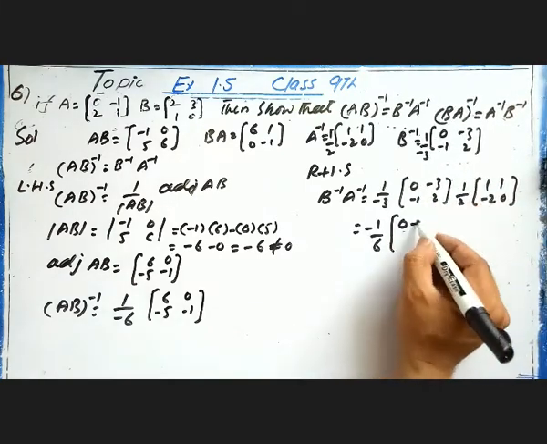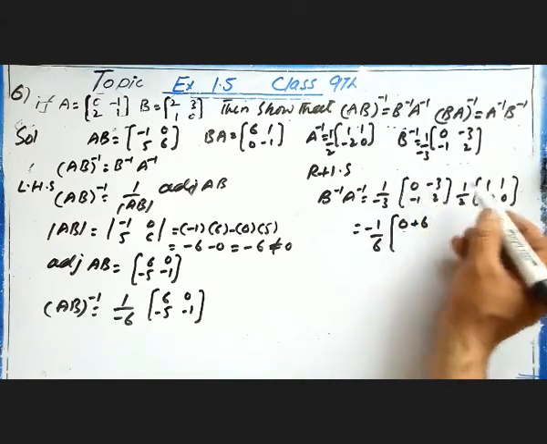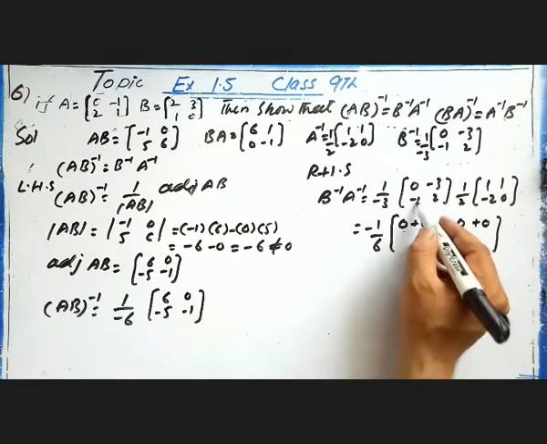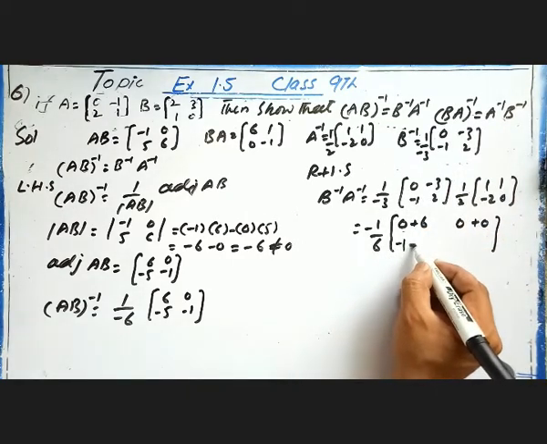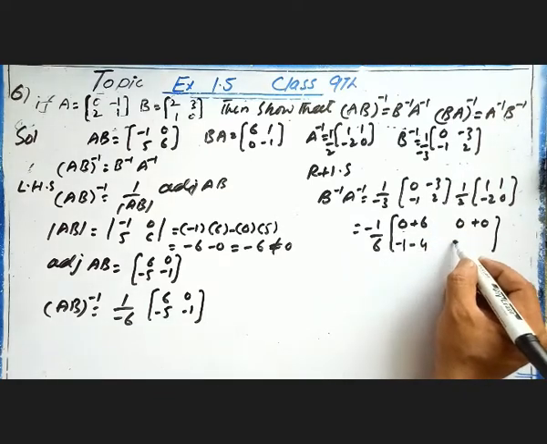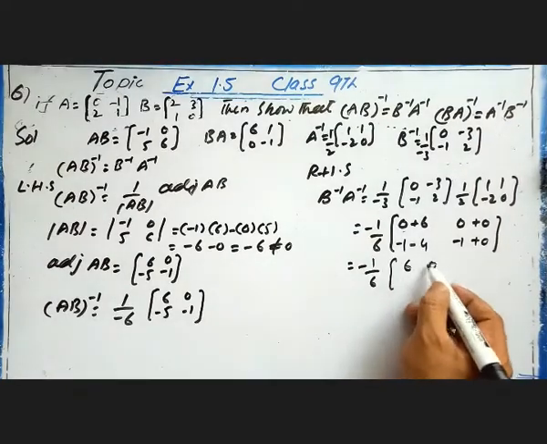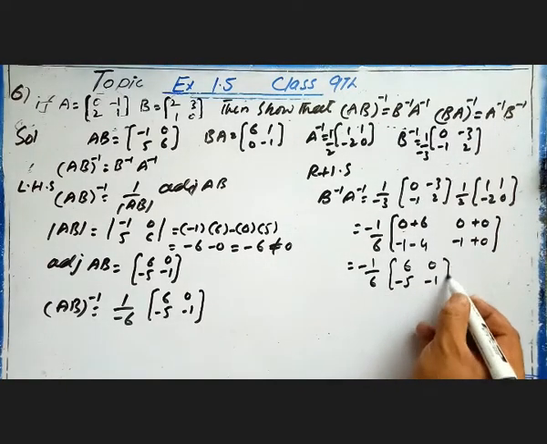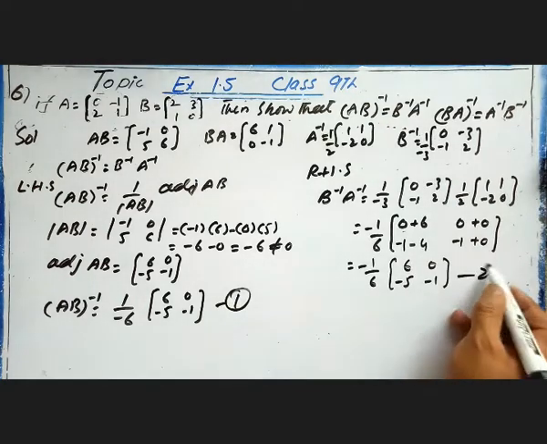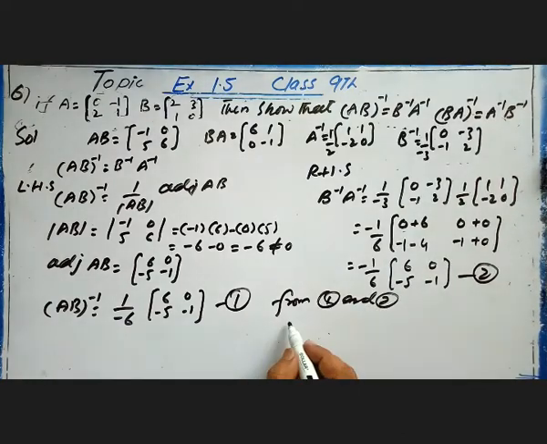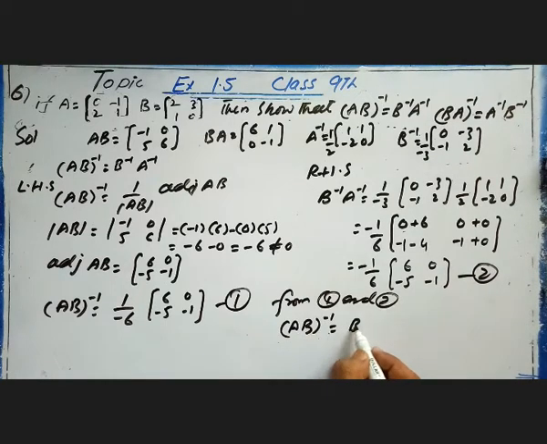और माइनस माइनस प्लस हो जाएंगे तो प्लस 3 2 ज़ार 6 आ जाएगा। Now 0 1 ज़ार 0 और 3 0 ज़ार 0। Now this one -1 into 1 -1 और -4 आ जाएगा, -1 into -1 -1 और +0। So this will become -1 over 6 and 6 0 -5 -1. This one is 1, this is 2. So from 1 and 2 it is clear that AB whole inverse is equal to B inverse into A inverse.